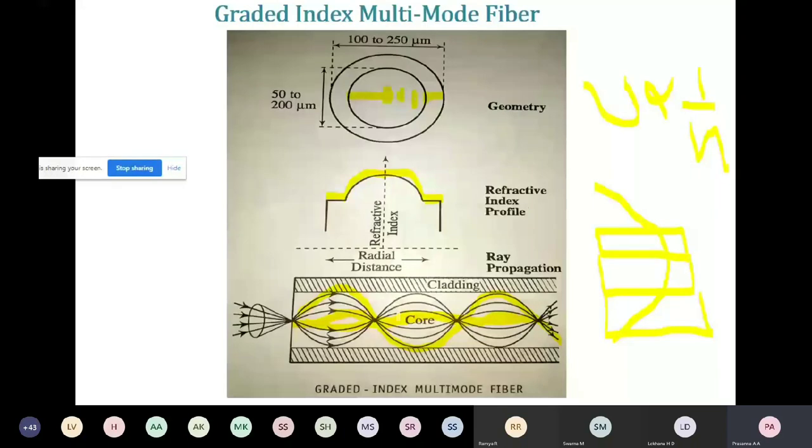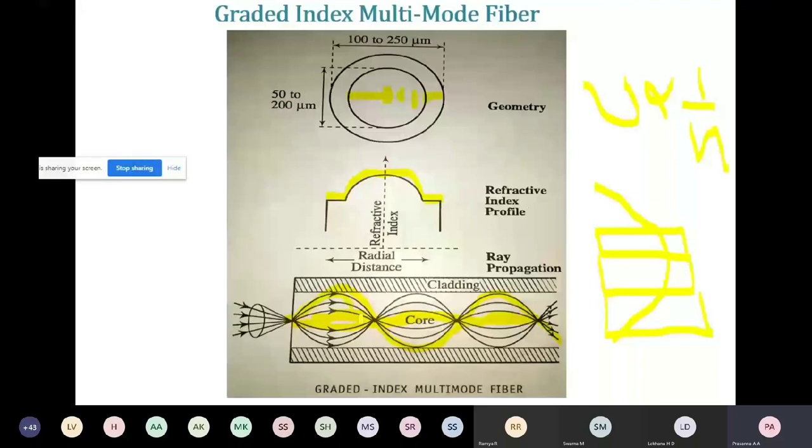So some rays are traveling a smaller distance but with lower velocity, and other rays are traveling a longer distance with higher velocity. Of course, these rays travel with lower velocities in the high refractive index region and travel a shorter distance. These rays are traveling a longer distance but with the higher velocity.